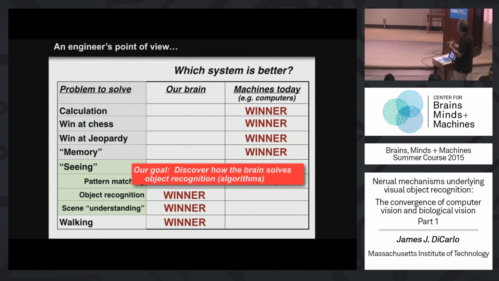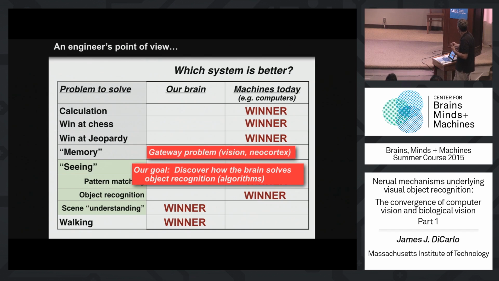So our goal is to discover how the brain solves object recognition. And the reason I put this up is from an engineering point of view, that just doesn't mean write a bunch of papers in a textbook that says this part of the brain does it, but actually help to implement a system where this is at least matched with us, and perhaps, and I assume someday will be better than us. And this is also a problem that's a gateway problem.